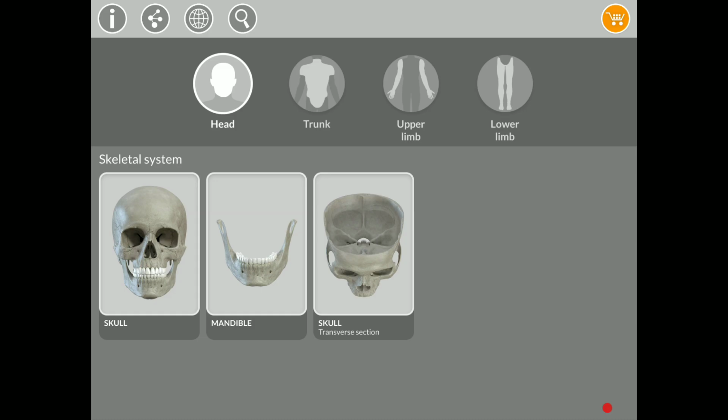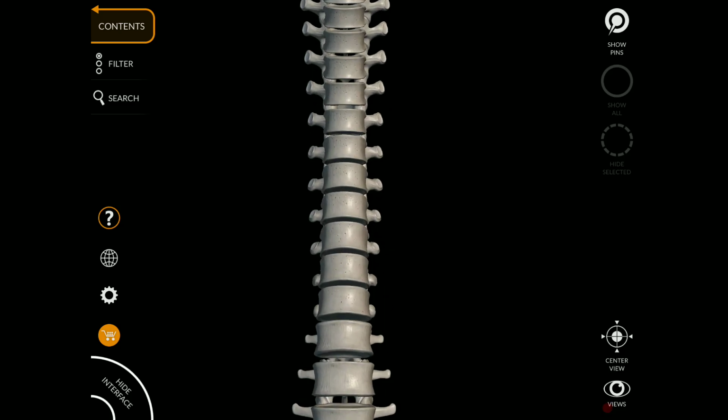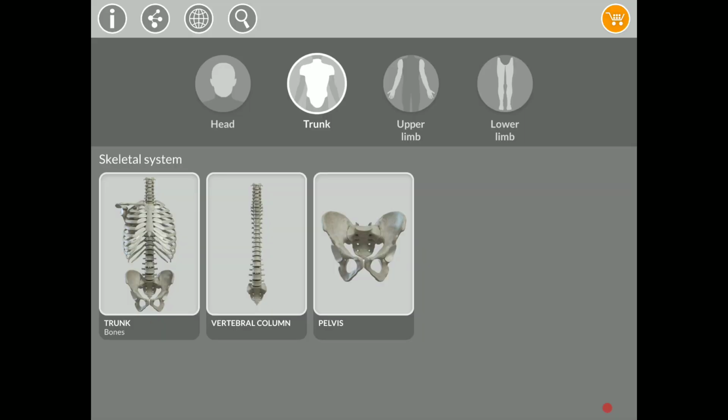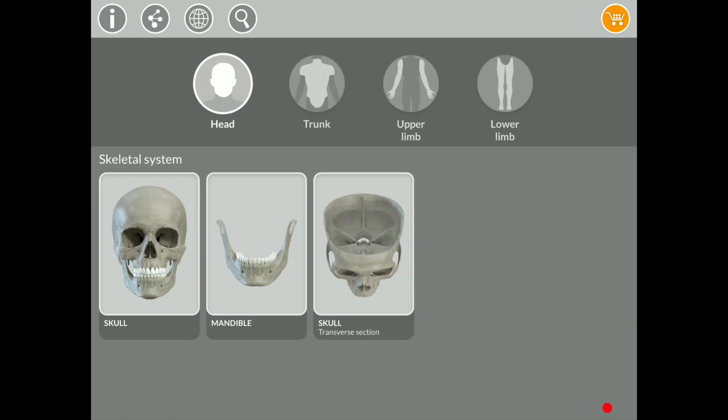You have a free version when you download it, where you have access only to the skull and this model of the skull, and you have access, I think, if I'm not mistaken, to the vertebral column as well. But if you purchase it for €3 or €4 only, you have access to all the rest of the areas of the skeletal system, which I think is interesting.